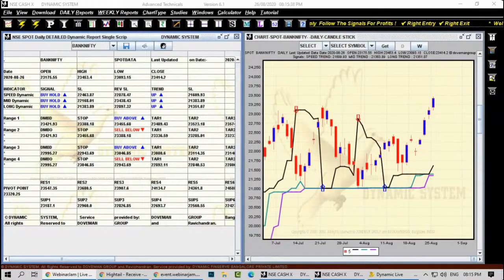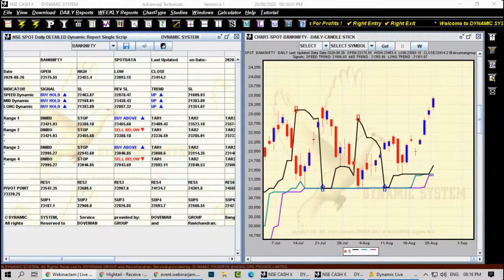22,463 minus 113, it is 22,350. So if the price of Bank Nifty trades below 22,350, that is when we will exit long and get into a short trade. But until then, we can hold on to the long position. So this is about Nifty and Bank Nifty as per the dynamic system level 2 trading method.